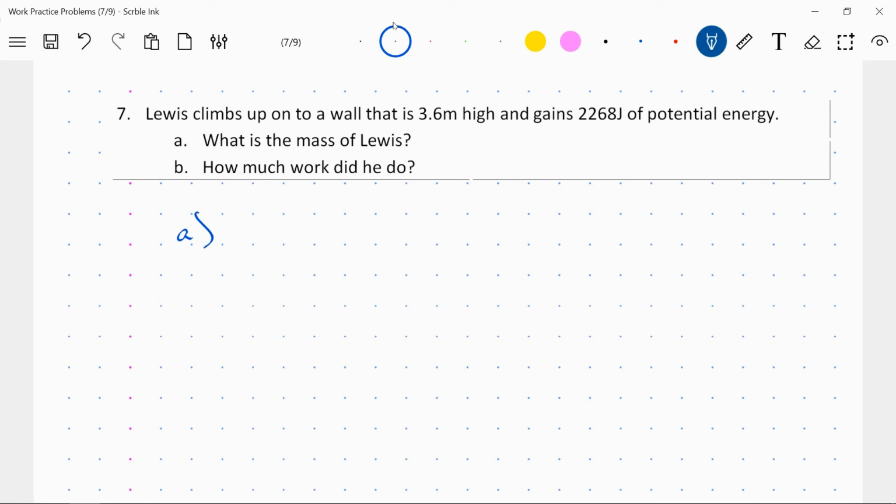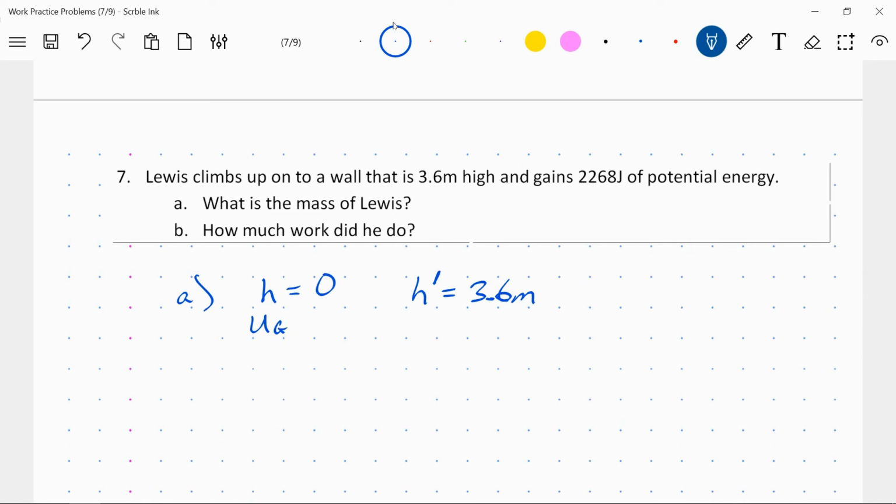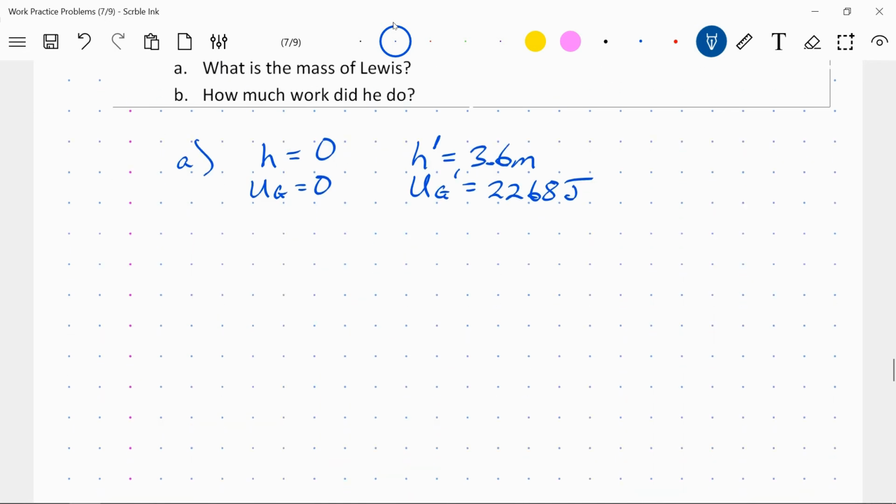Okay, so part A, climbs a wall that's 3.6 meters high. I'm going to interpret that this way. I'm going to say that he started on the ground or whatever level it was. I'm just going to declare that to be my starting height. And he achieves a new height of 3.6 meters. Now he gains 2268 joules of potential energy in the process. That makes sense because he would have started with a gravitational potential energy of nothing, so he's going to end up with a gravitational potential energy of 2268 joules, according to the information given.